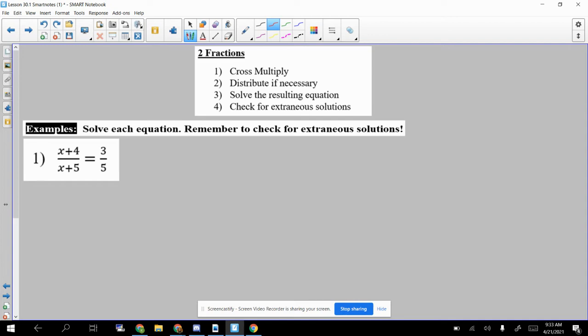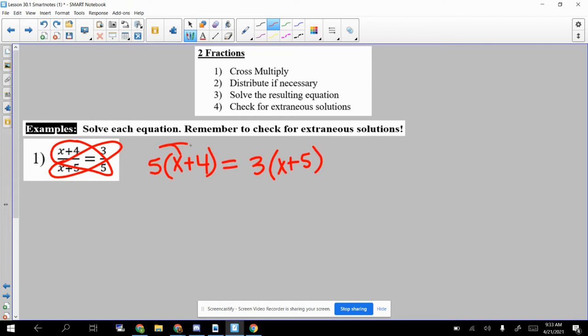Okay, so let's go ahead. First step: we have a rational expression set equal to another rational, so we are going to cross multiply. So it's the x plus 4 times the 5, and then the 3 times the x plus 5. So that is step 1. We're going to distribute. That's step 2.